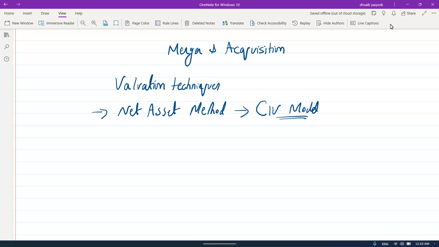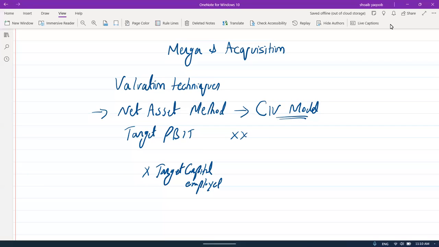For CIV, you will take your PBIT, the target company PBIT. The target company is the company whose value you are calculating. Then identify the target capital employed and multiply it with the ROCE of the proxy company. Proxy ROCE. You take the proxy ROCE or you will take the industry ROCE.